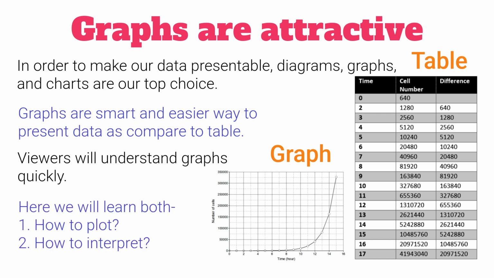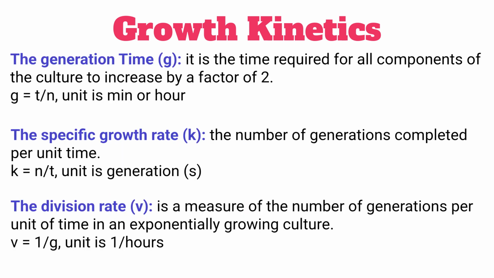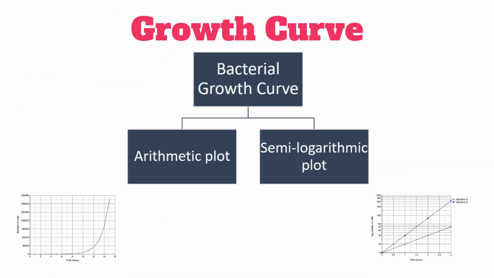So it's crucial to learn how to graphically represent bacterial growth data and how to determine generation time from those graphs. In my previous video, I covered bacterial growth kinetic parameters such as generation time and specific growth rate constant, along with the mathematical calculations involved. These parameters allow us to measure how quickly bacteria are multiplying. In this video, we will explore how bacterial growth can be expressed graphically and how to calculate those kinetic parameters from graphs.